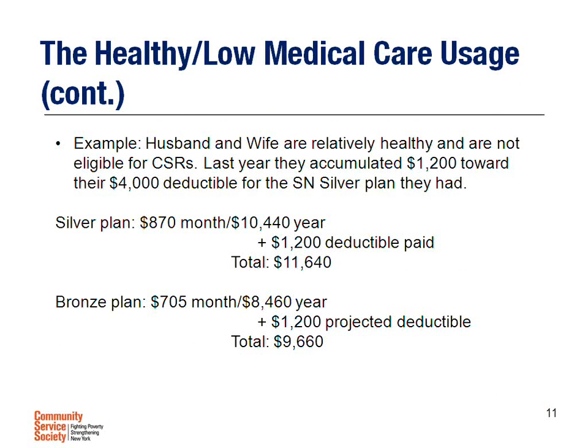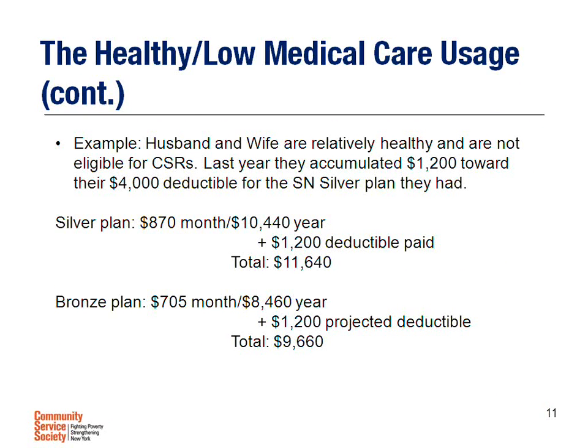So here's an example. Husband and wife are relatively healthy and are not eligible for cost-sharing reductions. And the reason I'm saying that is obviously you want to select a silver level plan if you are eligible, because chances are you will get a better deal in regards to the deductible. Last year, they accumulated $1,200 toward their $4,000 deductible for the standard silver plan they had.